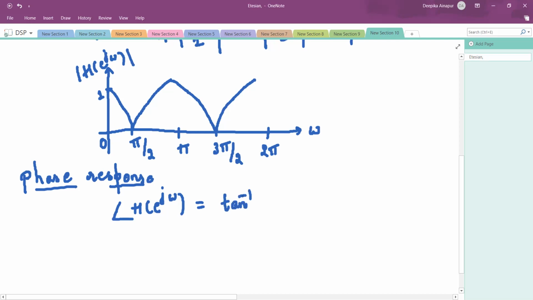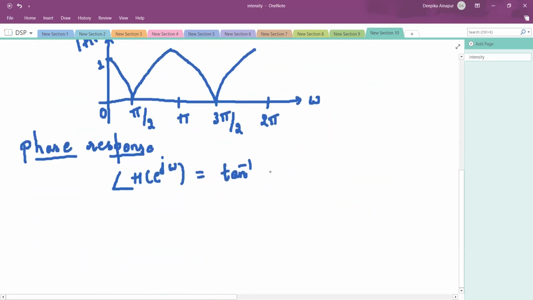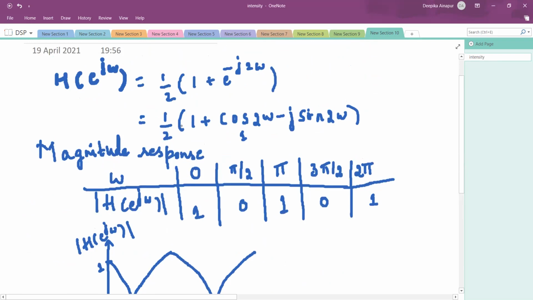Okay. What is B? This part is B, and this part is A. So B by A, because whichever form, like A minus jB, we will be taking. So the A part, and this imaginary part will be B. Using that concept, I'll take tan inverse of the B part, that is minus half sine 2 omega, divided by the A part, that is half into 1 plus cos 2 omega.